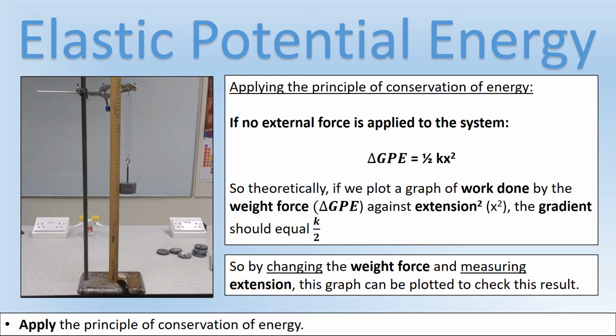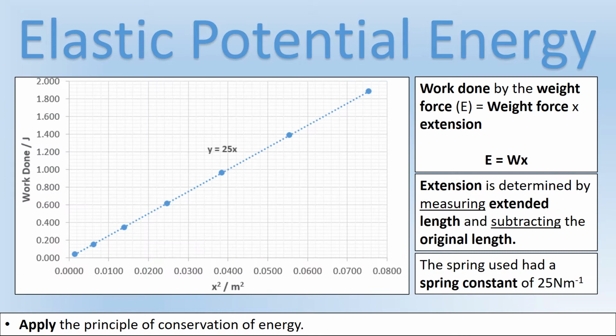I did an experiment where I changed the weight force and measured the extension, and it gave this graph right here. So we've got work done on the y-axis and x squared on the x-axis. We calculated work done by the weight force by doing the weight force times the extension. That's the force times the displacement in the direction of the force. Extension I did by measuring the extended length and subtracting the original length of the spring. And my spring constant that I used was 25 newtons per meter. So that introduces some problems.